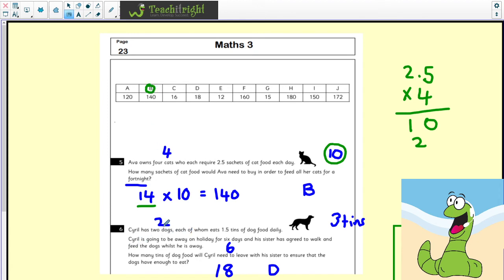Cyril has 2 dogs. I've just written 2 there just to make it clearer. Each of whom eats 1.5 tins of food daily. So that's 3 tins, of course, in total for the 2 dogs. Cyril is going to be away on holiday for 6 days, and his sister has agreed to walk and feed the dogs whilst he is away. How many tins of dog food will Cyril need to leave with his sister to ensure that the dogs have enough to eat? So we know they need 3 each day, and he's going away for 6 days. So we're going to do 3 times 6, which of course is 18, and then the answer would be D. Okay, sorry I missed out 5 and 6 there, but I've just gone back and checked those.